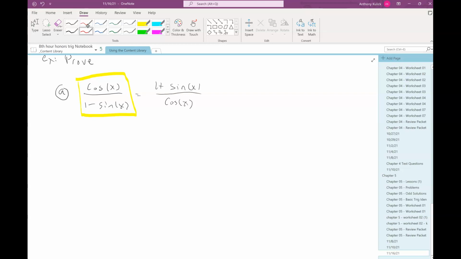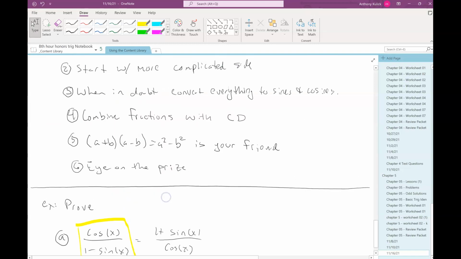But it's not sine squared. Let's make it that then. How are we going to do that? Multiply by sine over sine. Close. Read rule number 5 again. Rule number 5. Oh, wait. It's your friend.